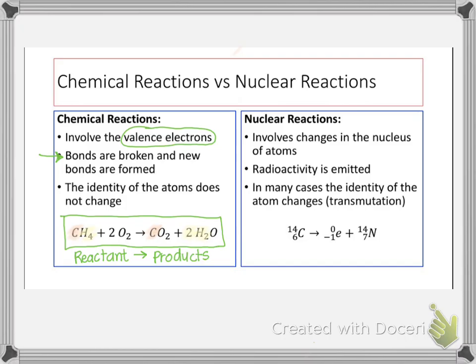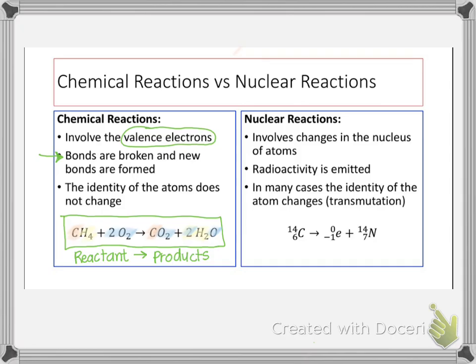And then finally, this side has 4 oxygens, and this one has 2 oxygens here on the products, and then a 2 times 1, so 4 oxygens total on the product side. So the identity of the atoms remains the same. In fact, we have the same number of each type of atom on the reactant and the product side. Now, in nuclear reactions, we are not involving the valence electrons.